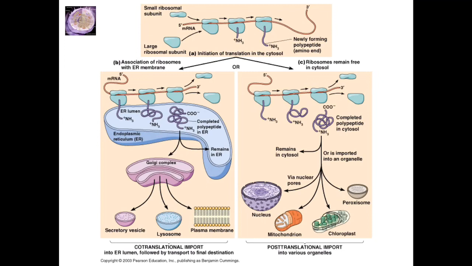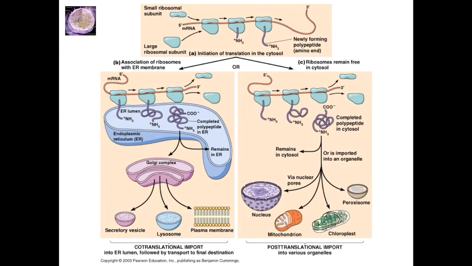So, on this page, you can see at the top, we're showing the translation process where there's a messenger RNA coming together with ribosomes and the new polypeptide is being formed. So it turns out there's two types of protein sorting. One type is shown on the left.